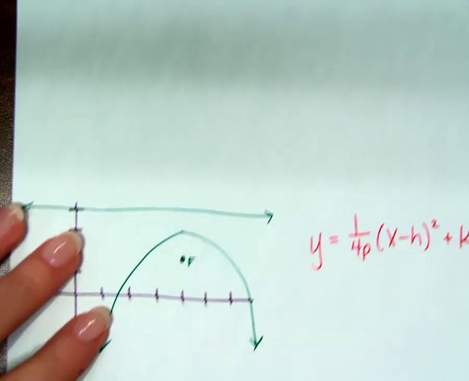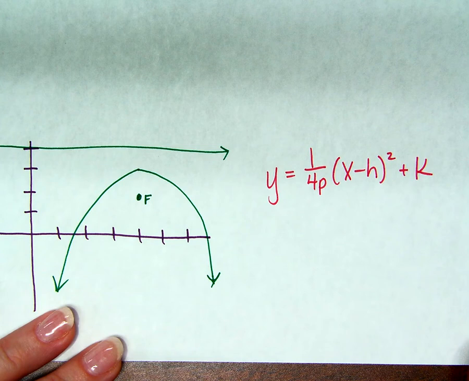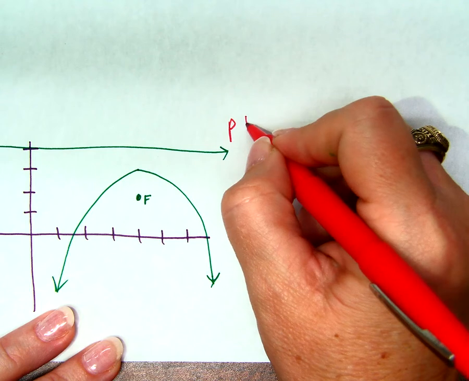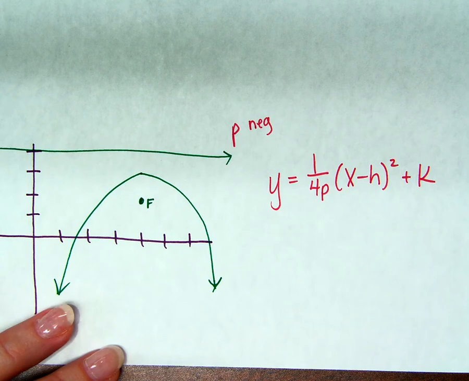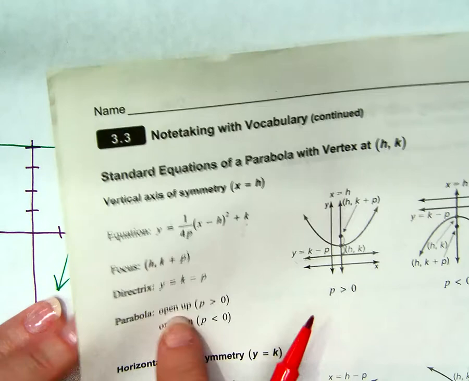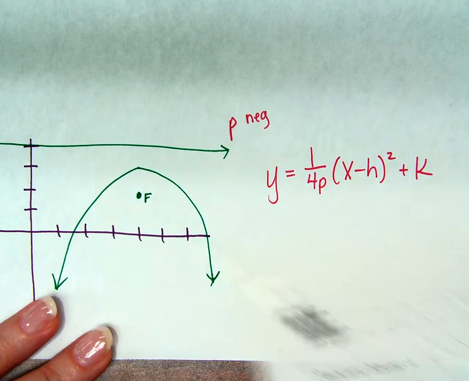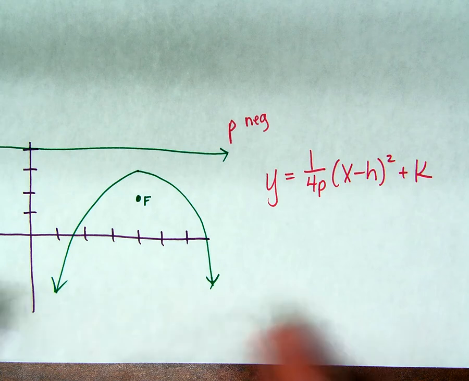But before I go on, what do I want to make sure to write down so I don't forget it? Which way is this opening? Down. So my p-value is going to be negative, isn't it? Since it's opening down? It tells me that, right? If it's opening down, my p-value has to be less than 0, so that means it's going to be negative, right? Okay, so I need to keep that in mind.